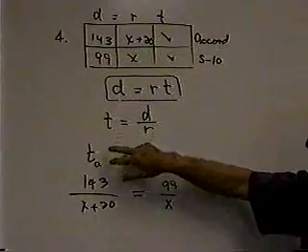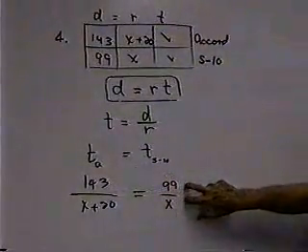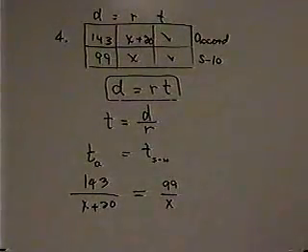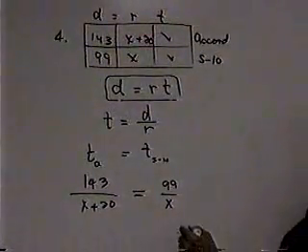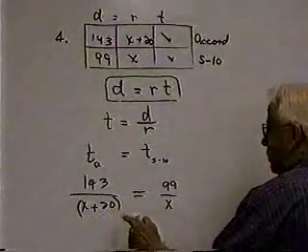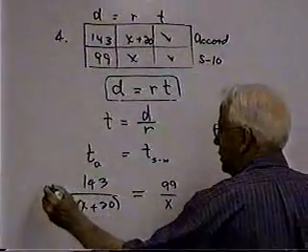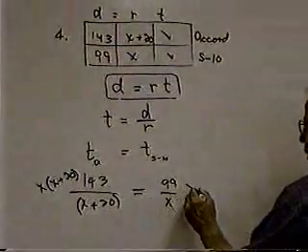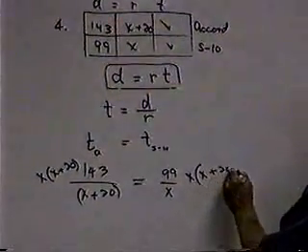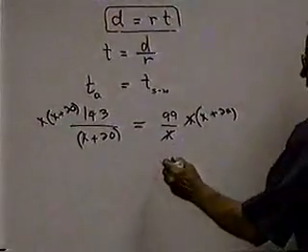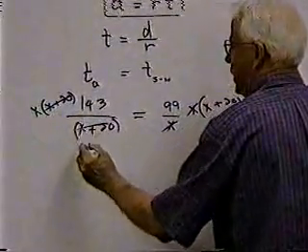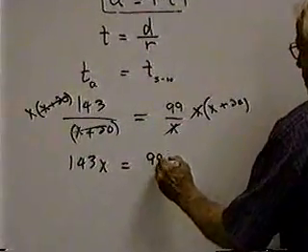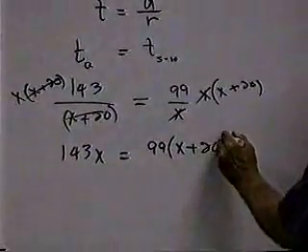T is equal to what? D divided by R. And now you go solve the problem. Okay? Common denominator is, put that in parentheses, x times the parentheses x plus 20. The x's divide out, the parentheses divide out. We're given 143x is equal to 99 times x plus 20.